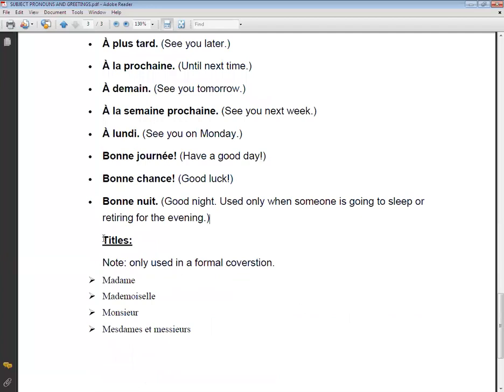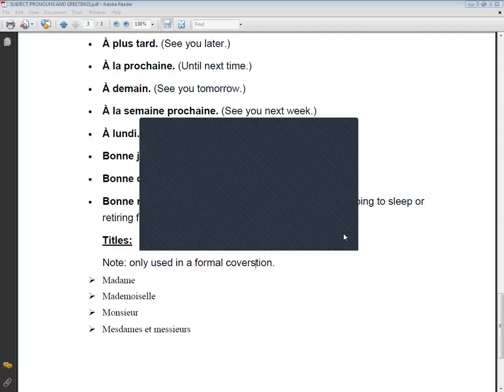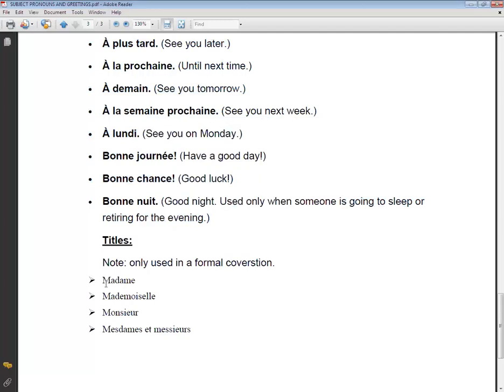Now, the titles. Remember I told you, how do you make some greetings formal? As much as they cut across, you introduce the title. Note, only use in a formal conversation. There should be letter S there, sorry. Use in a formal conversation. How do you read that?